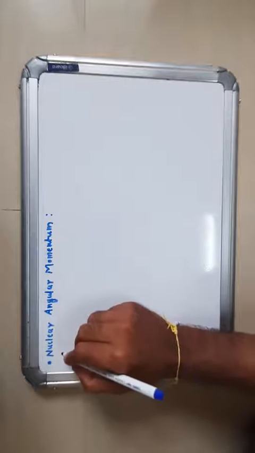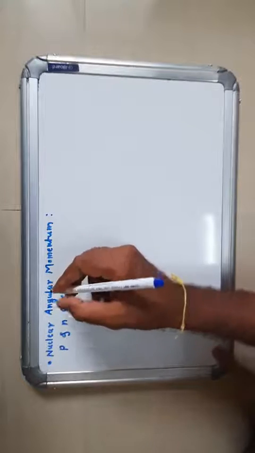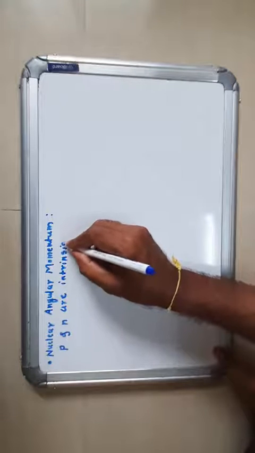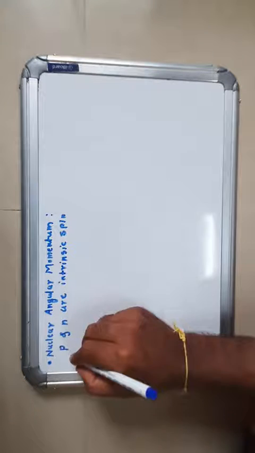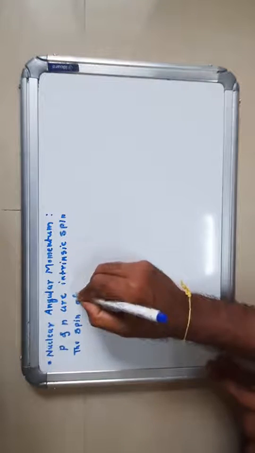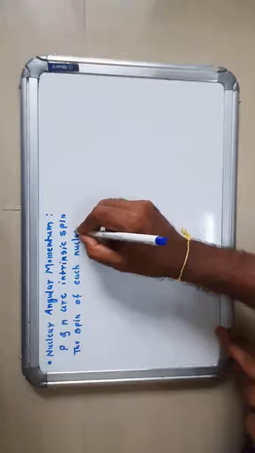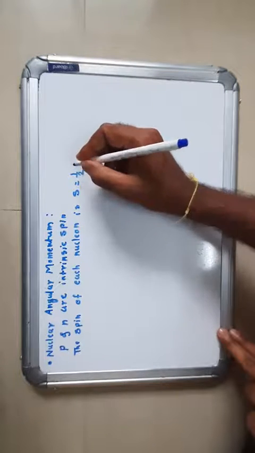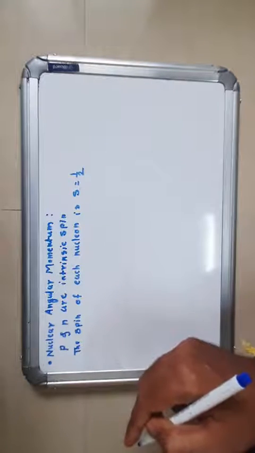That means both proton and neutron have intrinsic spin. The spin of each nucleon is S equal to half. Spin is denoted by the letter S, and the spin of each nucleon is S equal to half.